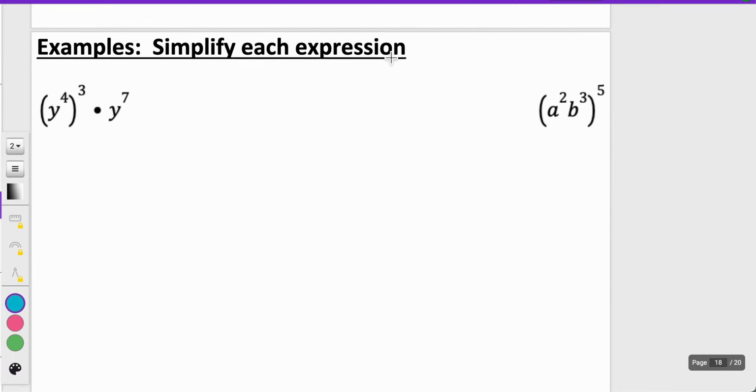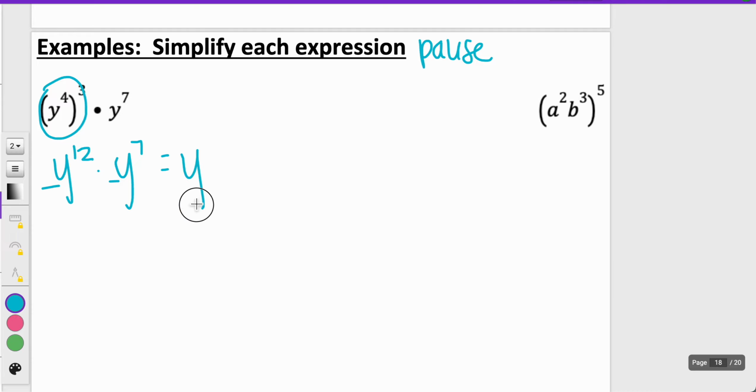All right, pausing it if you need to. If not, you're ready to see some examples done. Let's go ahead and look at it. The first one, I'm going to go ahead and deal with these parentheses. Y to the 4th, then to the 3rd, that'll be y to the 12th, and then times y to the 7th. They have the same base, so I can just add my exponents. I get y to the 19th.